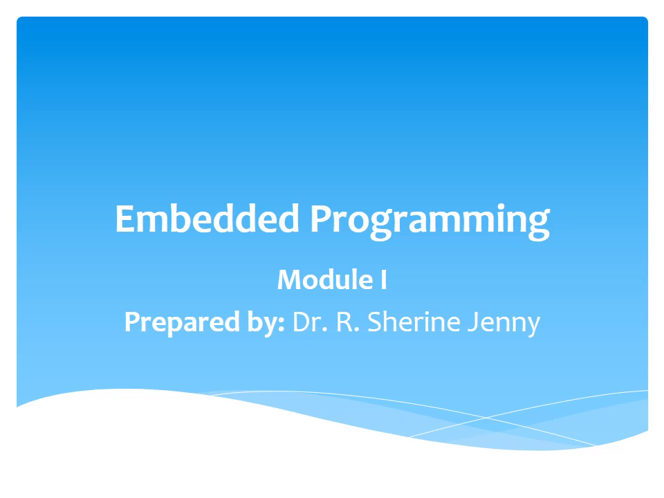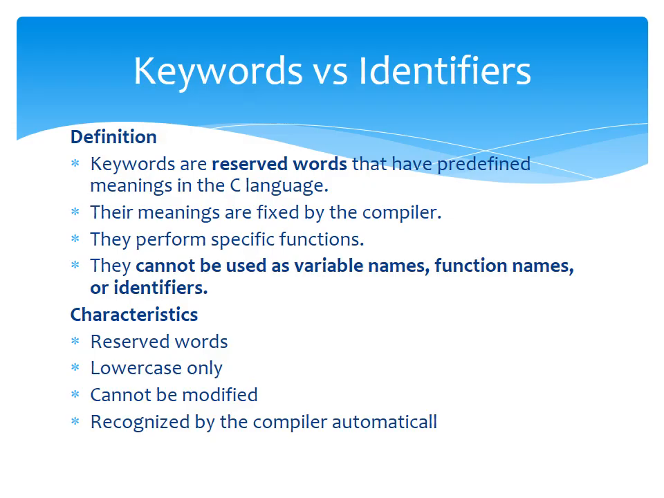So greetings. In today's class on embedded programming, we shall see about keywords and identifiers. Keywords are reserved words that have predefined meanings in the C language. Their meanings are fixed by the compiler. They perform specific functions. They cannot be used as variable names, function names, or identifiers.